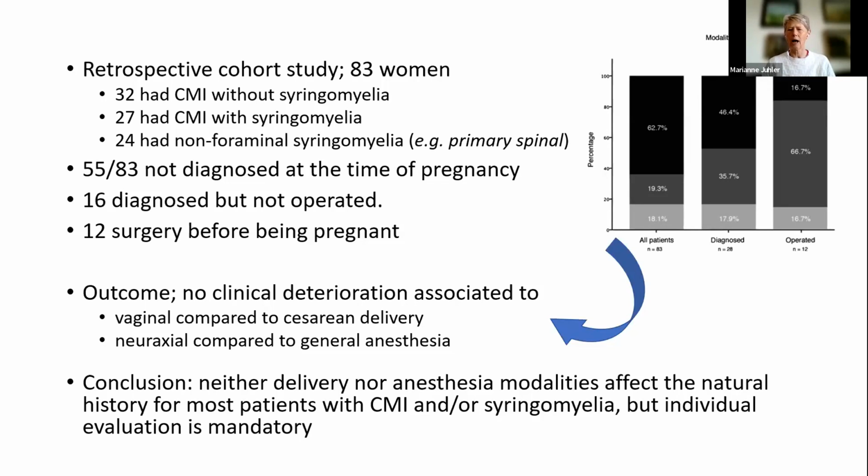In patients with a diagnosed Chiari or Syringo condition, it was preferred to have about 35% deliver with a planned cesarean section and under 50% with a vaginal delivery. If they had been operated, even more had an elective cesarean delivery, and very few were recommended to have a vaginal delivery. However, in this paper, there was no clinical deterioration associated with vaginal delivery, nor with neuraxial anesthesia related to this.